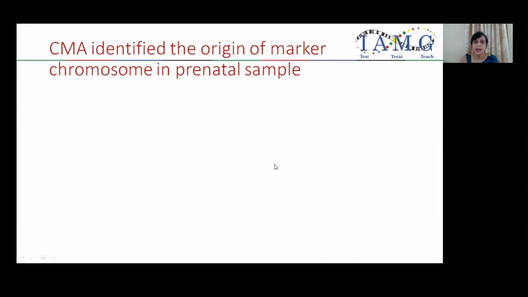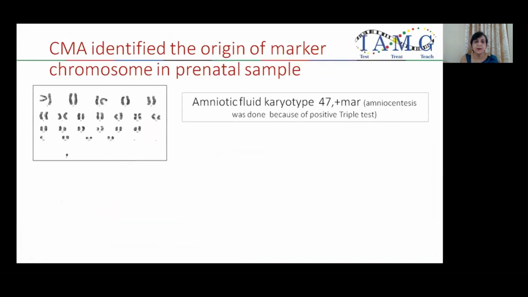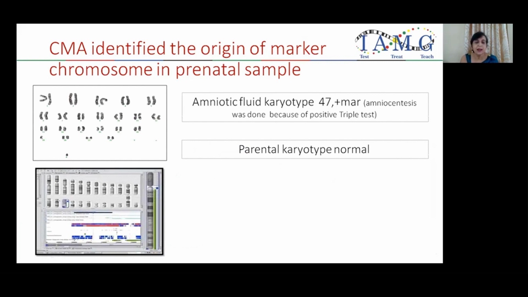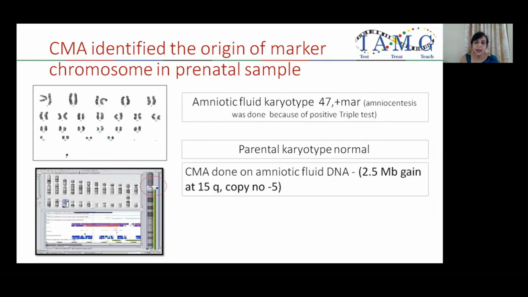Prenatally, it becomes very, very important because in prenatal diagnosis, we identified such a marker chromosome in an amniotic fluid sample. Ultrasound did not show any abnormalities. Parents' karyotypes were normal. Microarray showed that there were 5 copies of this small centromeric region of chromosome 15. And naturally, that must be the source for this extra marker chromosome. This has derived from the centromeric region of chromosome 15.